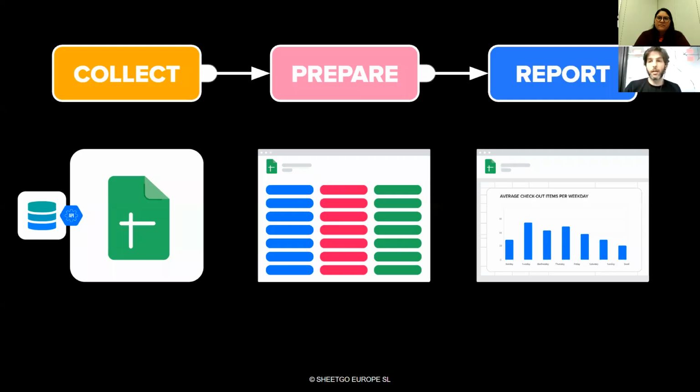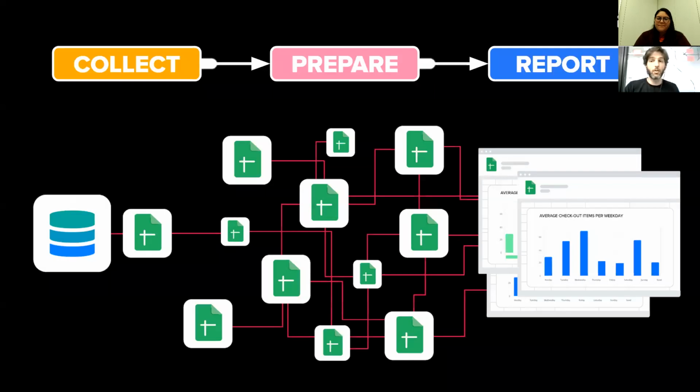So that's the methodology at a high level: collect, prepare, report. Then we're going to get into some tips, and I'll show you where Sheetgo comes in. Today, if you're doing the prepare part in spreadsheets, as I think I mentioned before, this is going to be the most time-consuming part, the most manual part, and really the biggest headache for you.